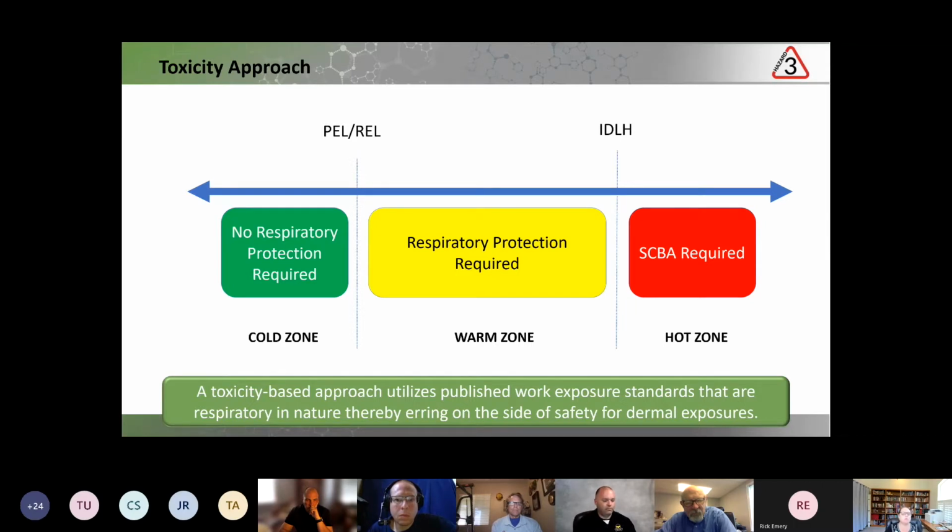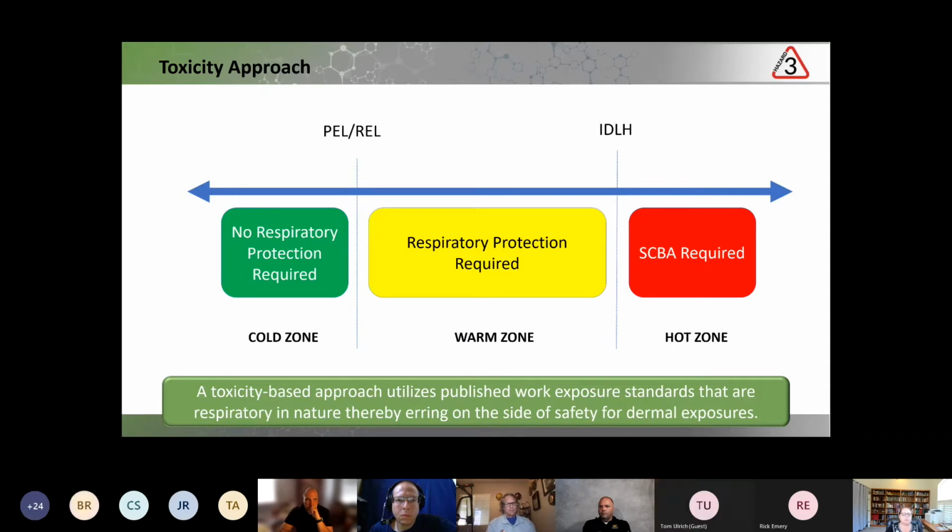If we're below the permissible exposure limit, then we know that if we were subjected to that chemical concentration for up to 8 hours, 5 days a week, we would have negligible health effects. And so that's where we set our cold zone. It's at a level that it's still there. It still may be a nuisance, but we know that long-term it's not going to be a problem. So we'll call that the cold zone.